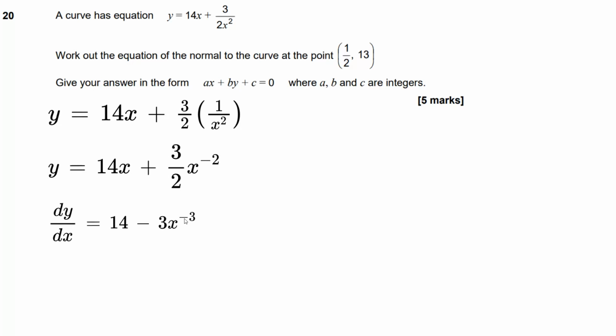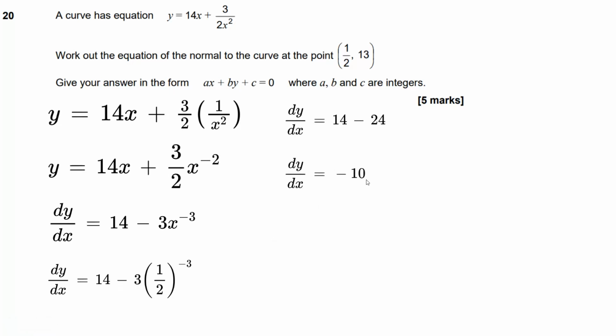To get this, you've got the x coordinate of a half, so just put a half in there. And then this is the reciprocal because it's a negative. So it's 2 cubed, which is 8. 8 times by 3 is 24, and it's 14 take away 24, which is just minus 10. And because it's the normal, so it's perpendicular to whatever the line was, so it's a negative reciprocal of the gradient. So a negative reciprocal of minus 10 is 1 over 10. So imagine timesing this by negative 1, it just becomes a 10, and then the reciprocal is 1 over 10. So you just flip it.